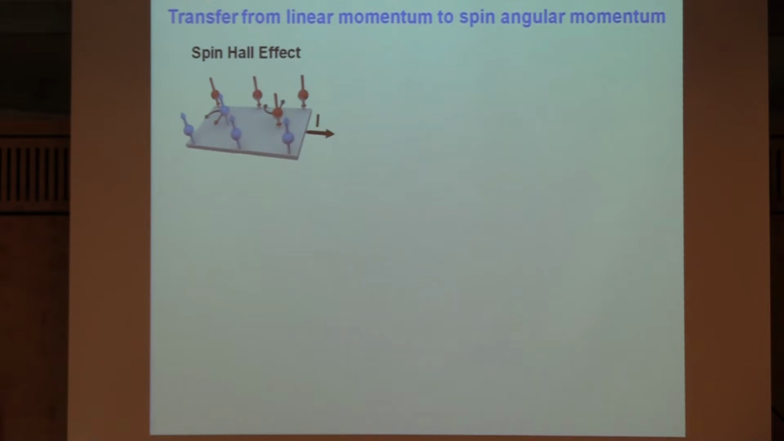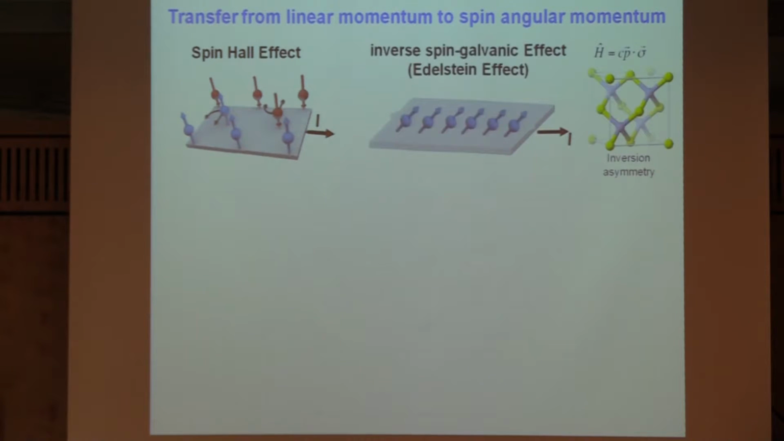So, I mean, we know obviously all about this spin Hall effect, that this is a way to generate a spin current via a charge current. And the other way to generate spin, net spin polarization is indeed by using the inverse spin galvanic effect in a system where you have a broken inversion symmetry.